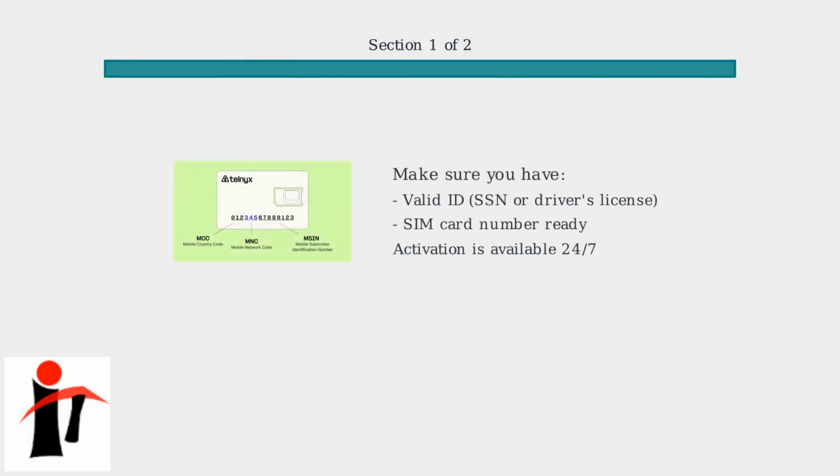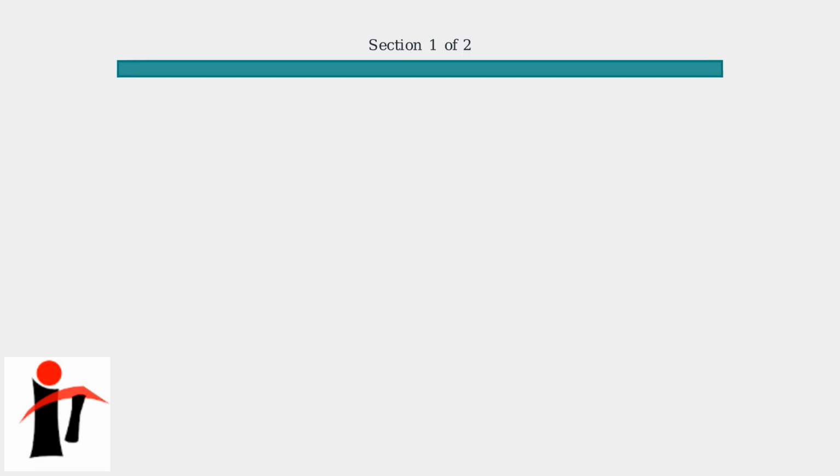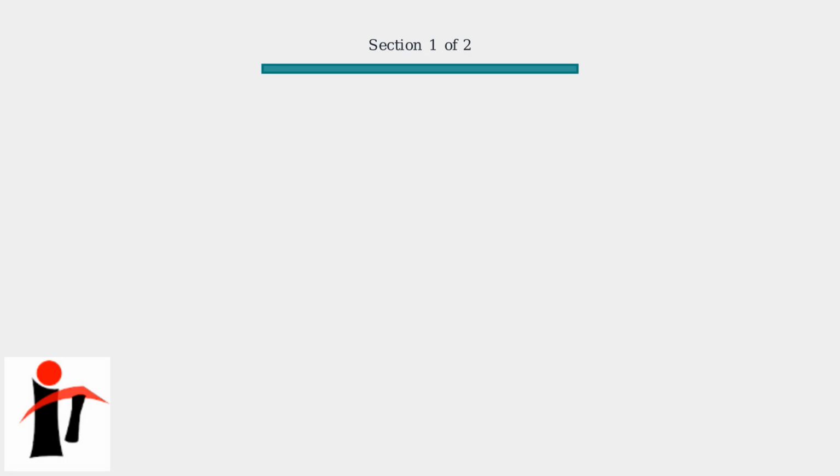Make sure you have a valid ID like a social security number or driver's license for verification. Activation is available 24/7, so you can get connected anytime. That's how to activate your Simple Mobile SIM card.